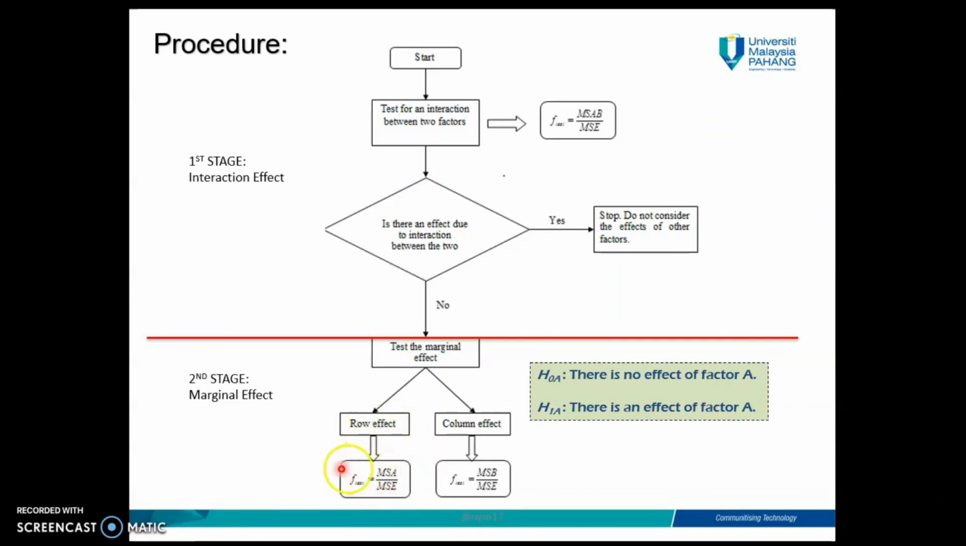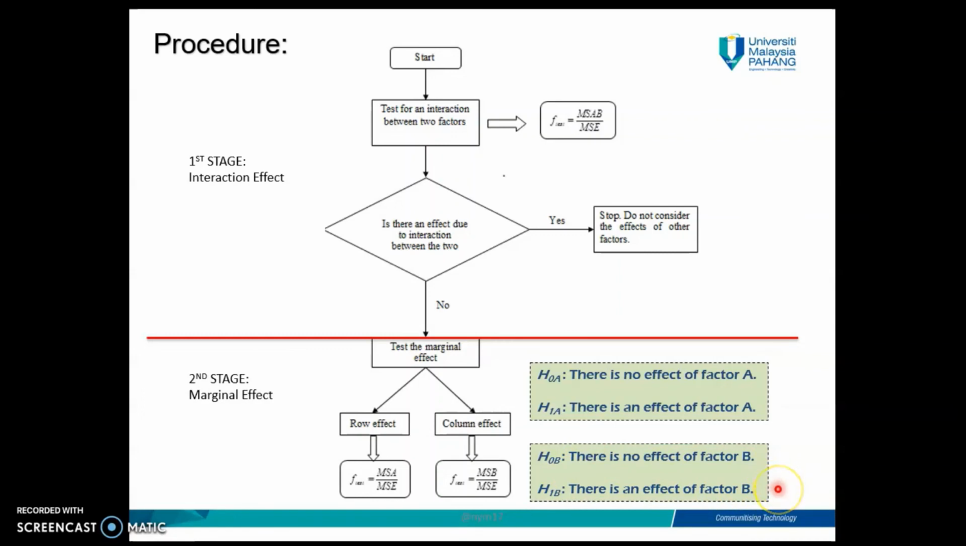You also need to calculate the F test and compare it with the F critical value. Then you will make your decision and your conclusion. After that, you need to do the next hypothesis testing, which is the column effect hypothesis testing. And the statement is like this: there is no effect of factor B, and there is an effect of factor B.